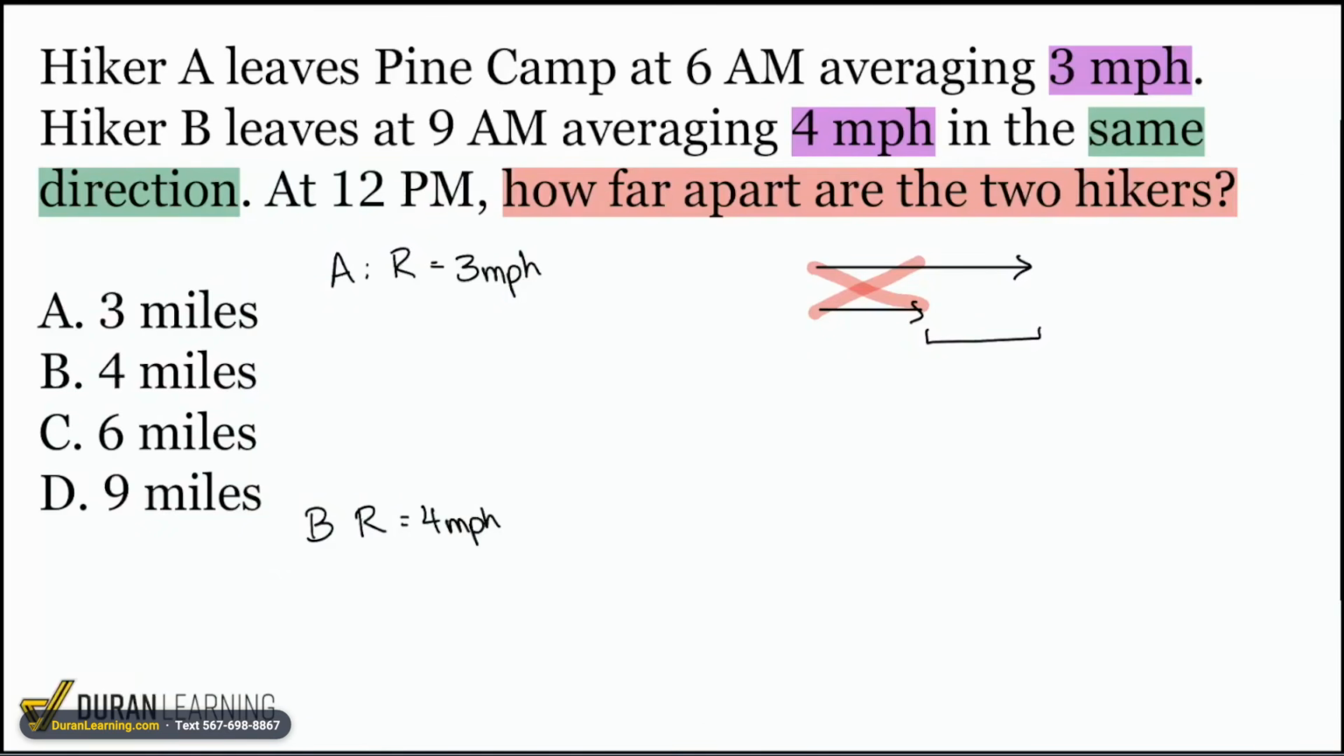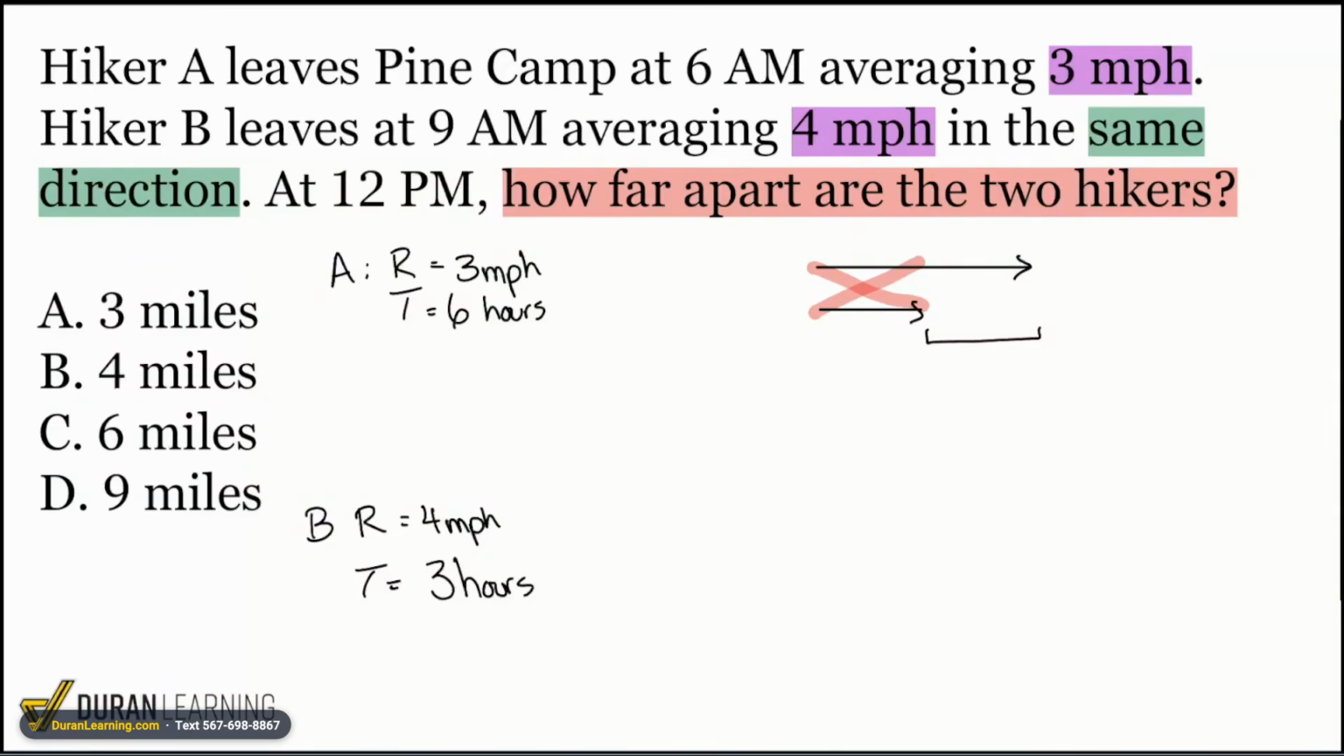So all we need for this is to figure out the time that each is traveling for. And so when we see that we are measuring at 12 p.m., hiker A starts at 6. From 6 a.m. to noon, that's going to be 6 hours. So I'll go ahead and write 6 hours over here. And then when we think about hiker B, 9 a.m. to noon, that's going to be 3 hours.